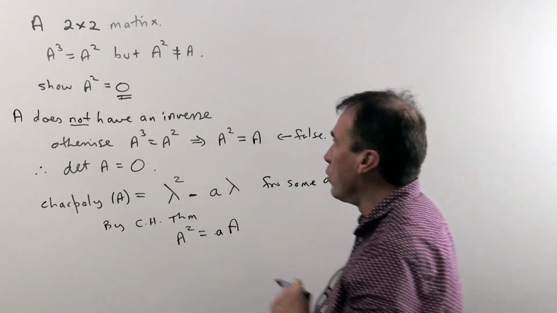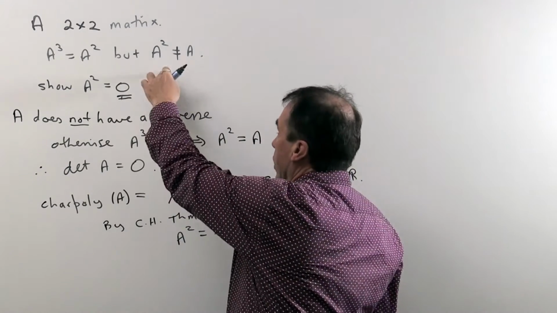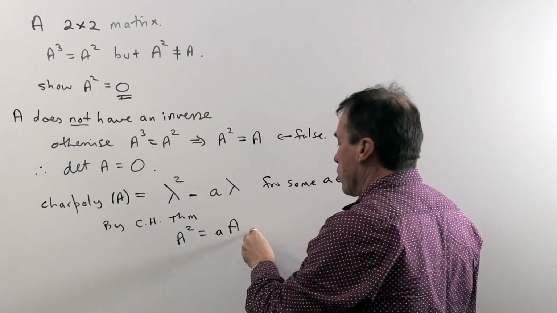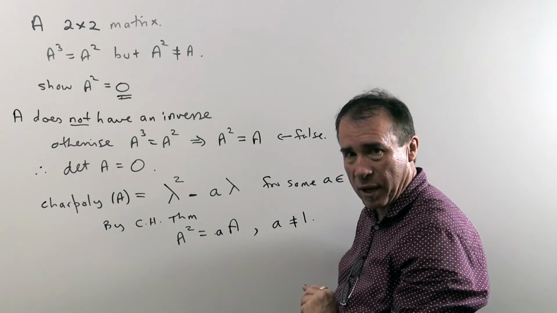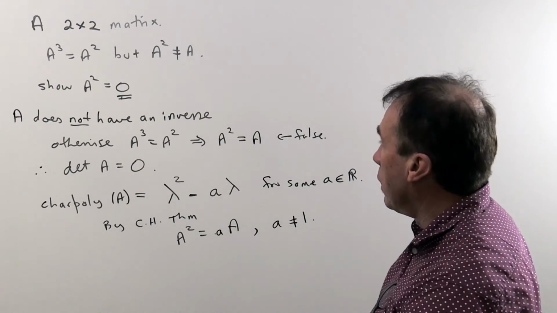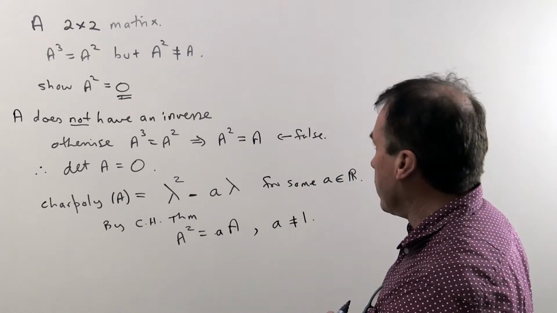Now again, go back and look at the data we're given. We're told that A squared was not A. So one thing's for sure, whatever a is, it ain't 1. It can't be 1. Righto, well, where do you go now?